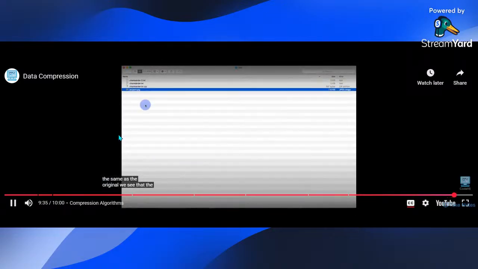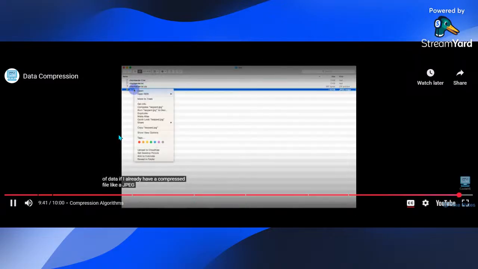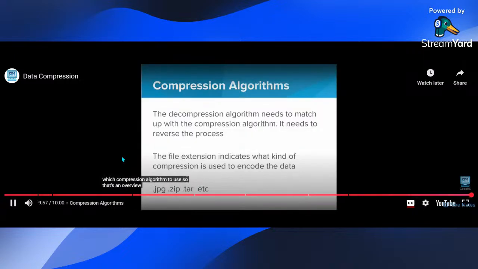We see that the zip algorithm might actually not be good for all types of data. If I already have a compressed file, like a .jpeg, and I try to compress that with the zip algorithm, we actually see that it got bigger. That's because the zip algorithm is not good for JPEG files. It's great for TXT files, but not JPEGs. So we've got to keep that in mind when we're deciding which compression algorithm to use. So that's an overview of compressing data.